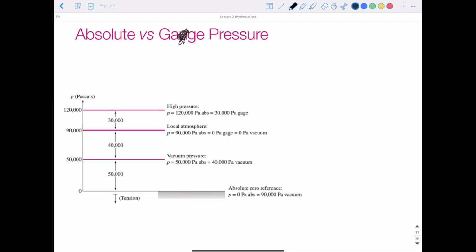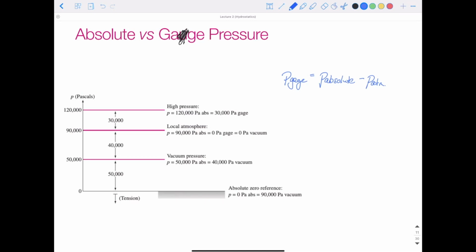And gauge pressure is the difference between the pressure that a fluid is experiencing, the absolute pressure of a fluid, and the atmospheric pressure. So we can write pressure P gauge is equal to the absolute pressure minus the atmospheric pressure, or P ATM.